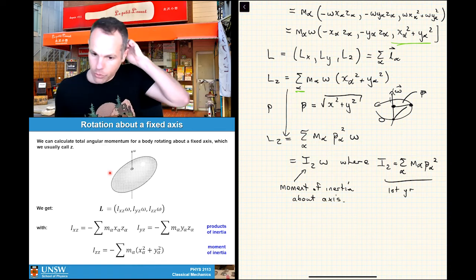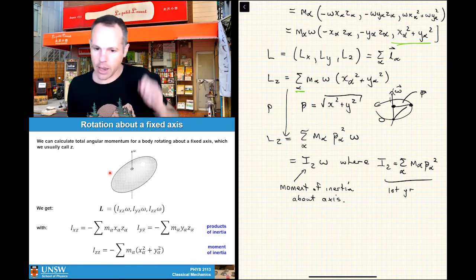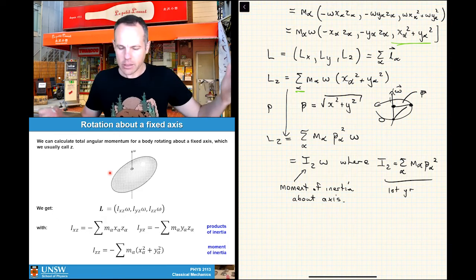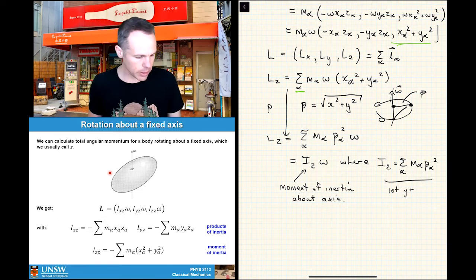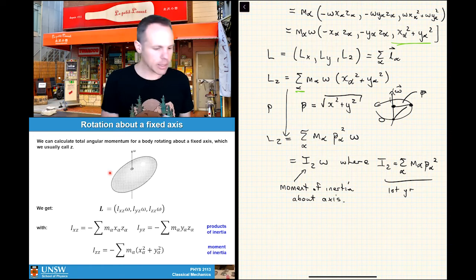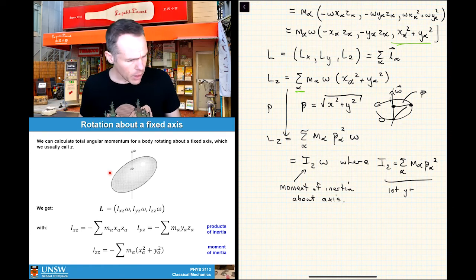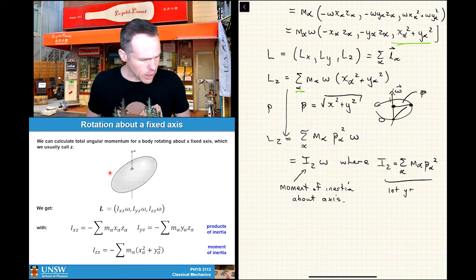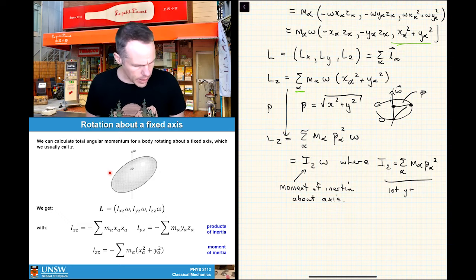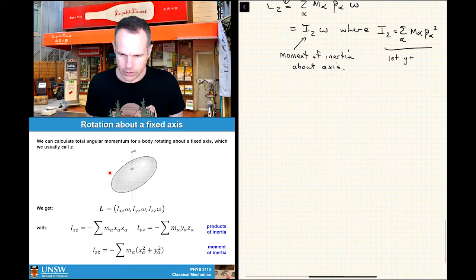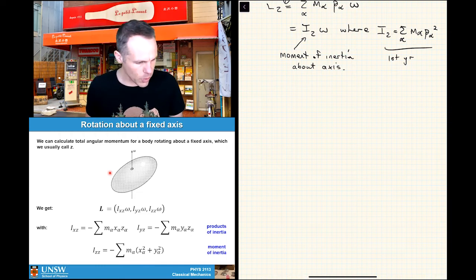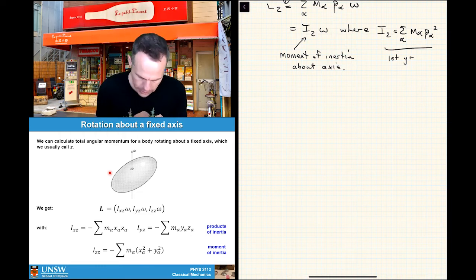And we don't even need to refer to it necessarily as the z-axis there anymore, because it's really just the axis of rotation for that object, okay, because we're rotating about a fixed axis. Okay, and at this point I just want to take a brief diversion into kinetic energy.